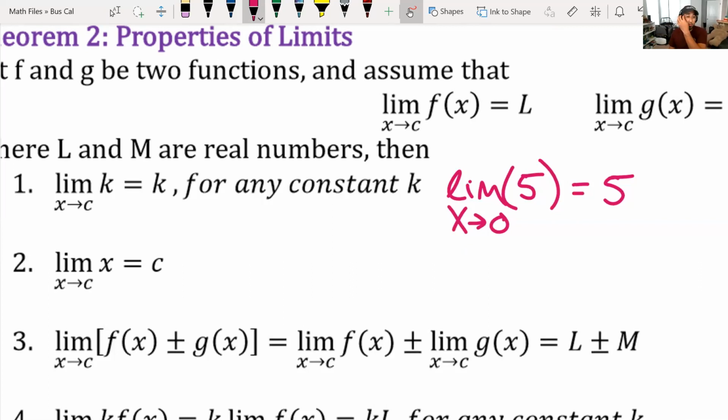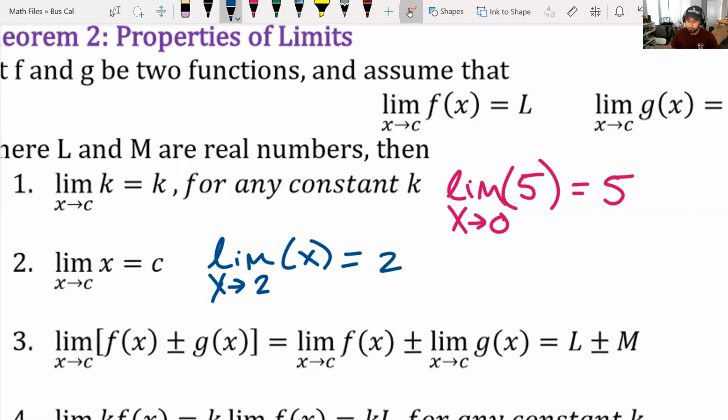Okay. 2, the limit as x approaches c of x will equal c. This is called the direct substitution property. This says just plug in that number for x, right? That's all this says. So we can write if I have the limit as x approaches 2 of x, all this says is, hey, plug in 2 for x and we're done. And that's it. So whatever number x is approaching, plug it in for that value of x.